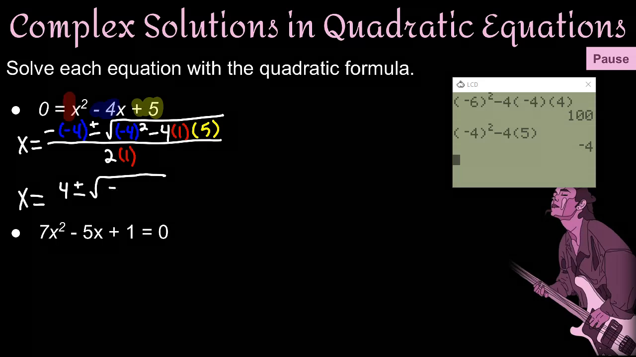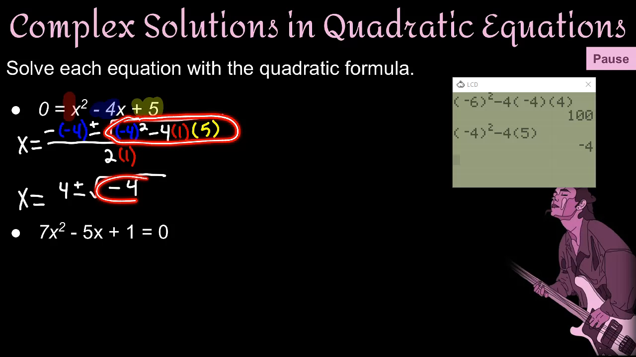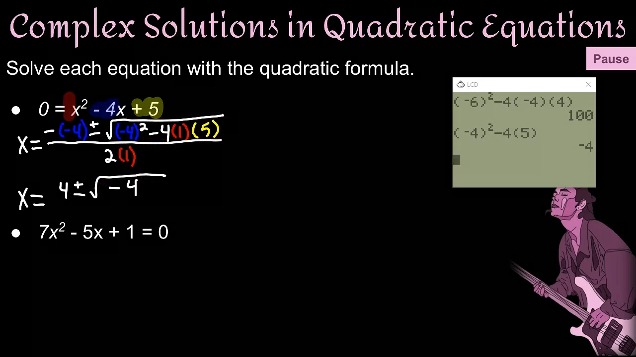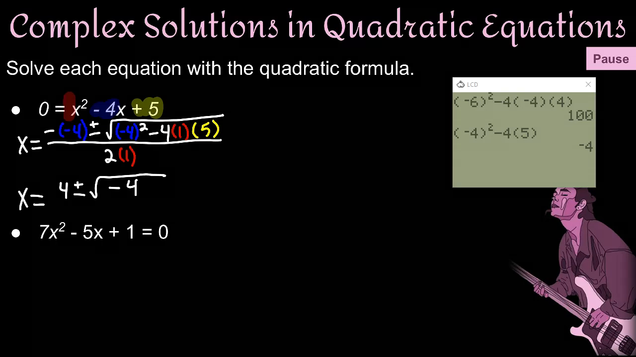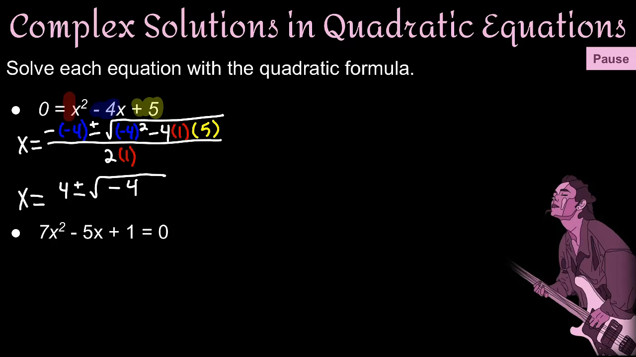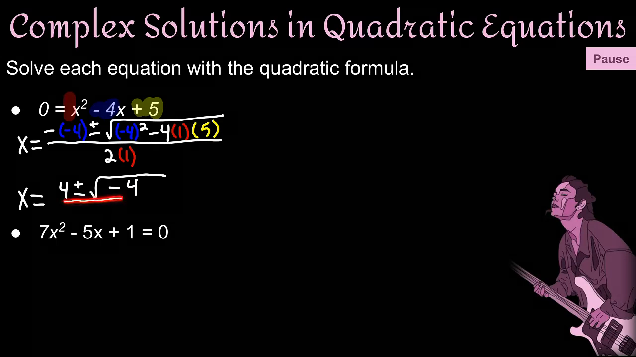So what I did right there, just so you see, is I took this and I put it into my calculator and I got negative 4. And you should absolutely do that with your calculator when you're doing these kinds of problems. It's a perfectly fine step. And all of that is over 2.